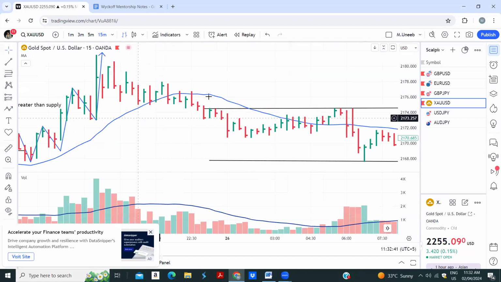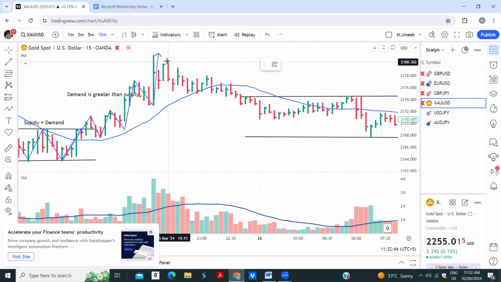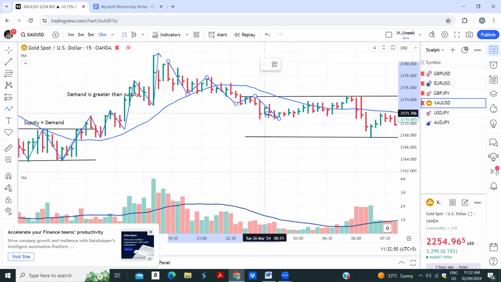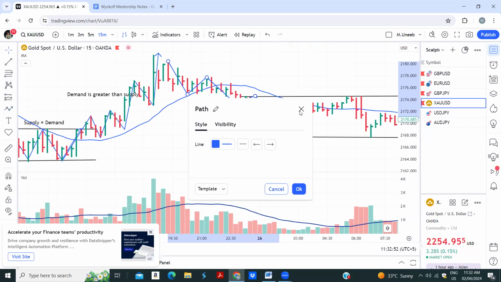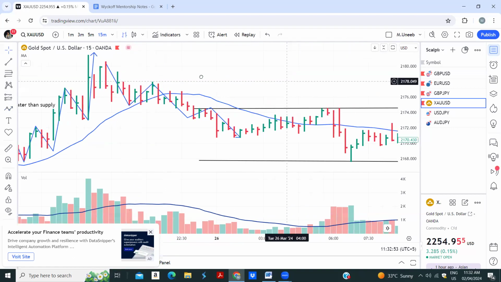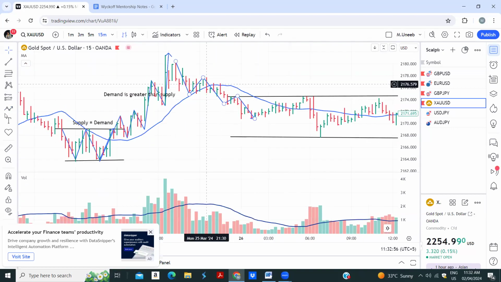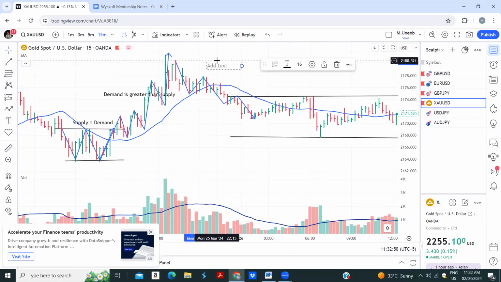Here you can see that the supply is greater than demand, so the price is moving down. Okay, here the supply is greater than demand, so the price is moving down.